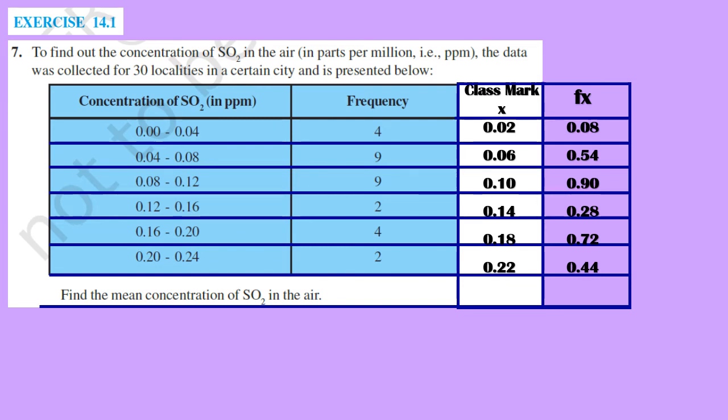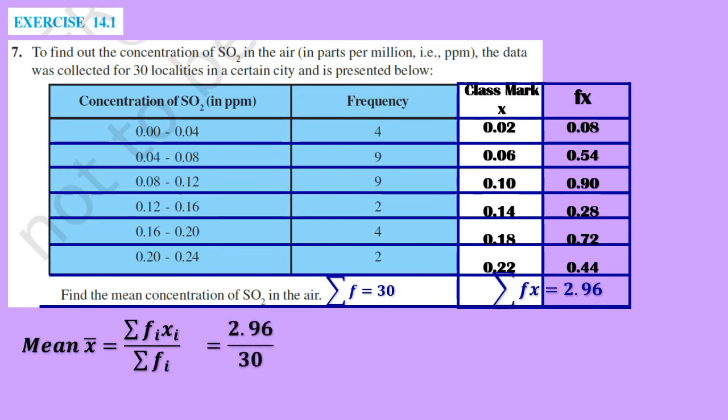Now we need to find the total frequency as well as total fx. So 2.96. Now you just have to divide fx by f. So 2.96 by 30. The easy way is you can do 2.96 by 3, then 10 is coming, or since 10 is there in the denominator, make it 0.296 by 3, it will be easier for you.